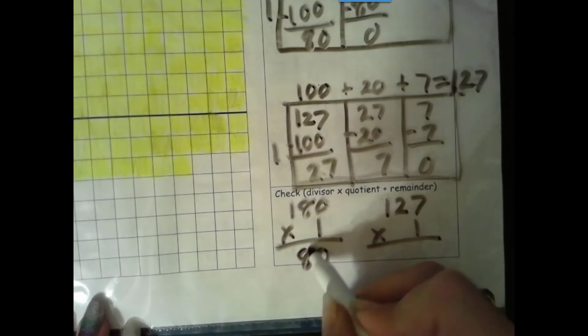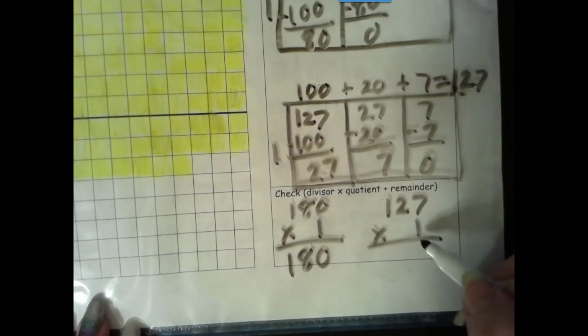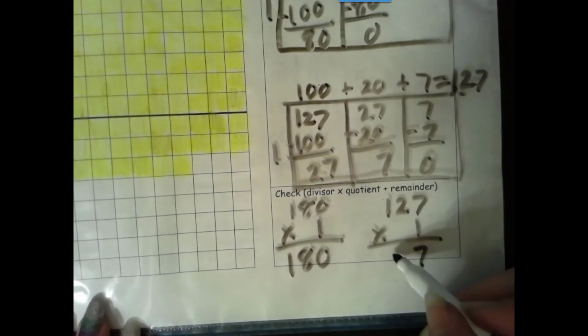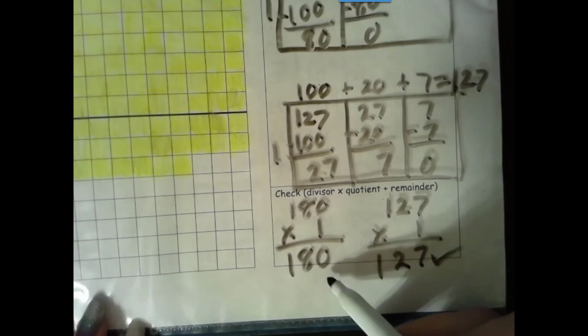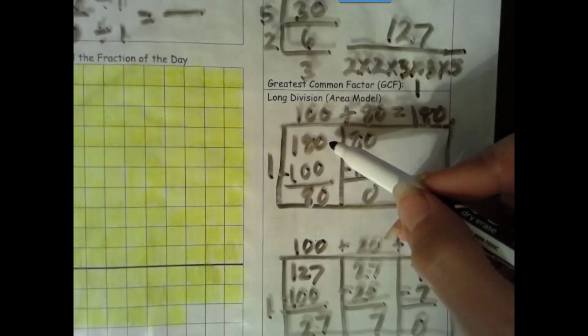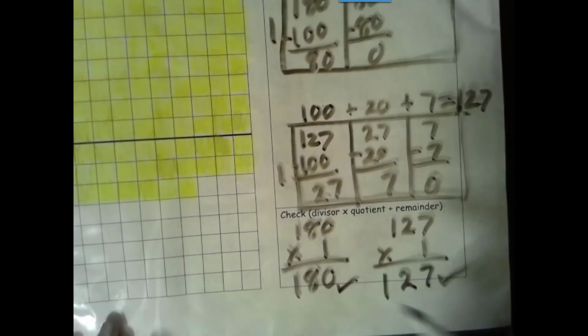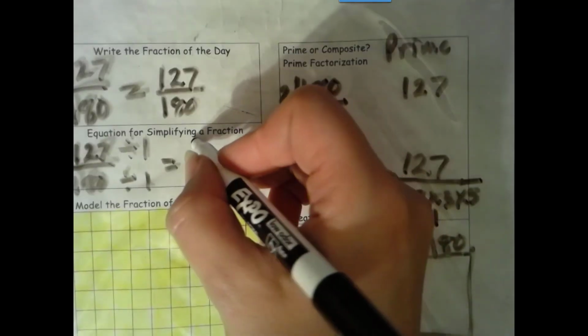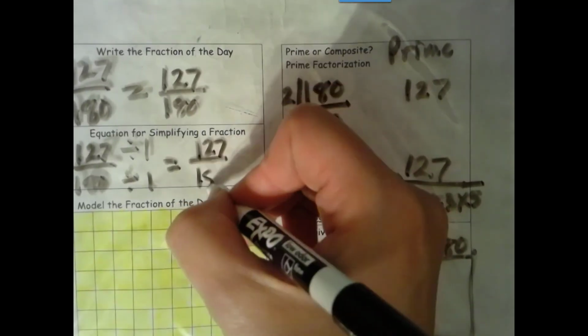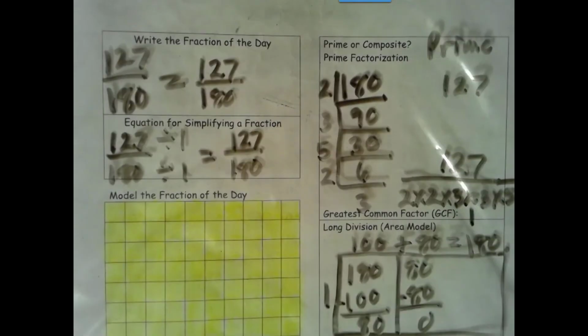One group of 0 is 0, one group of 8 tenths is 8 tenths, one group of 1 is 1. One group of 7 is 7, one group of 2 tenths is 2 tenths, one group of 100 is 100. 127, that matches our dividend, check. 180, that matches our dividend, check. So our numerator is definitely 127, and our denominator is definitely 180.